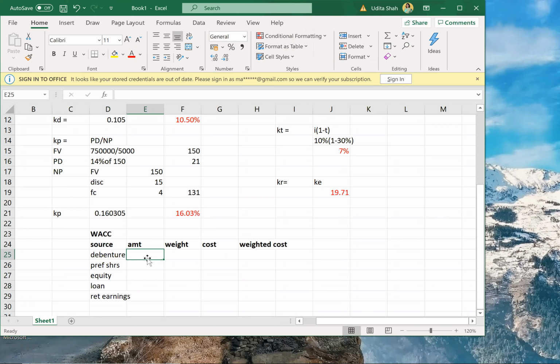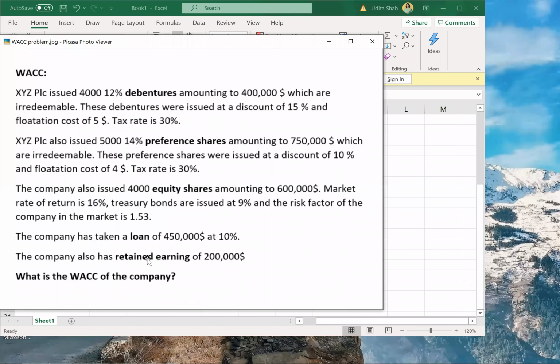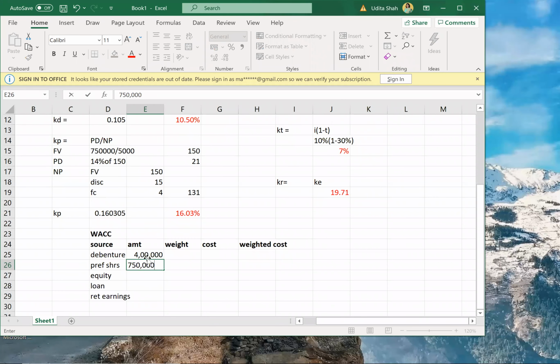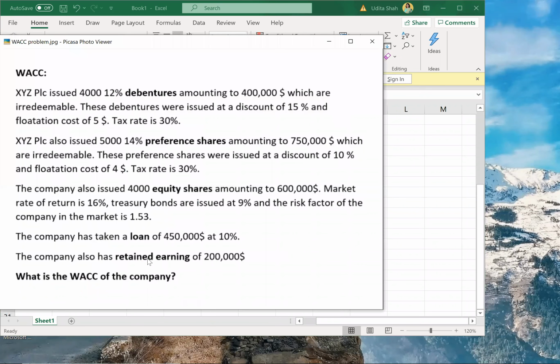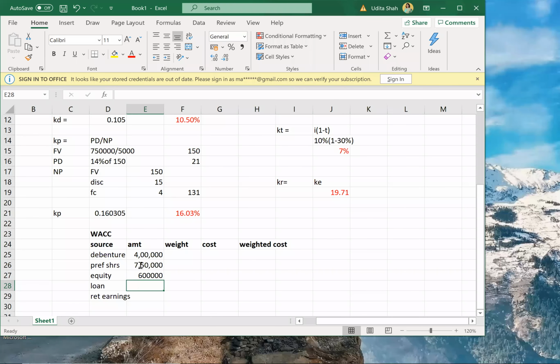Then comes our equity, then comes our loan, and last comes our retained earnings. Okay. So debenture, what is the amount of debenture? 400,000. Preference shares 750,000. Then equity shares 600,000. Loan was 450,000. And retained earnings was 200,000.